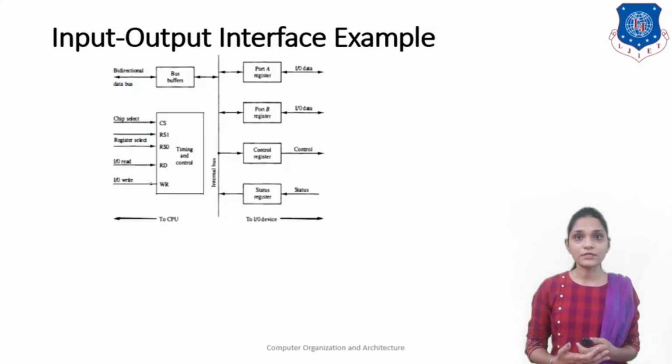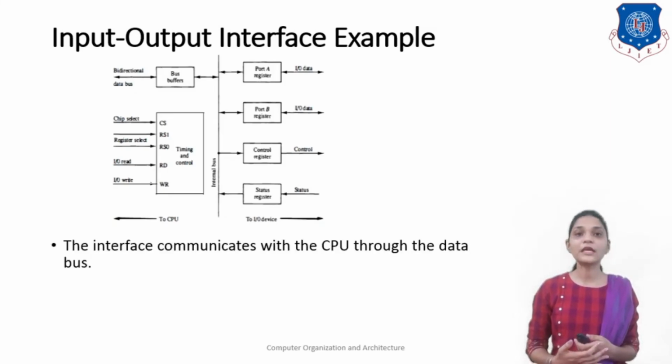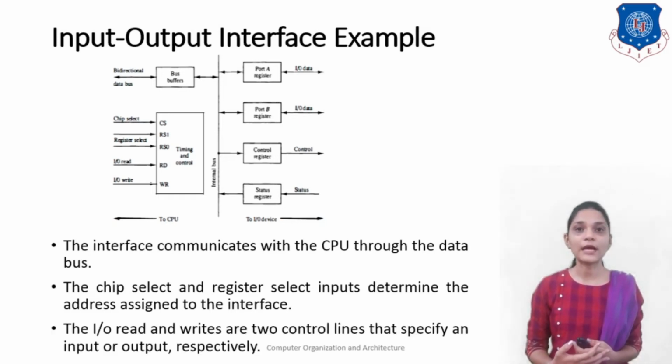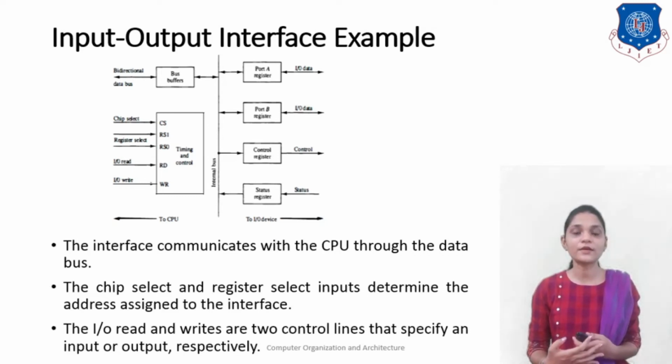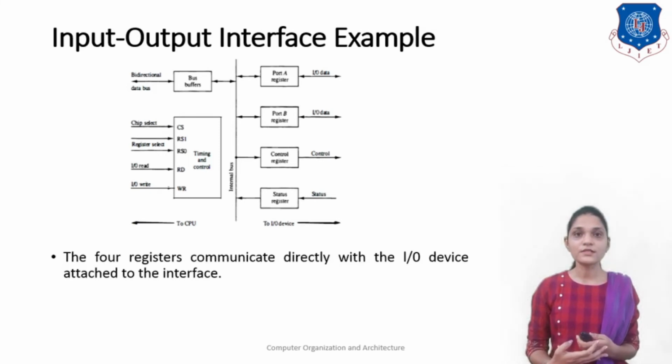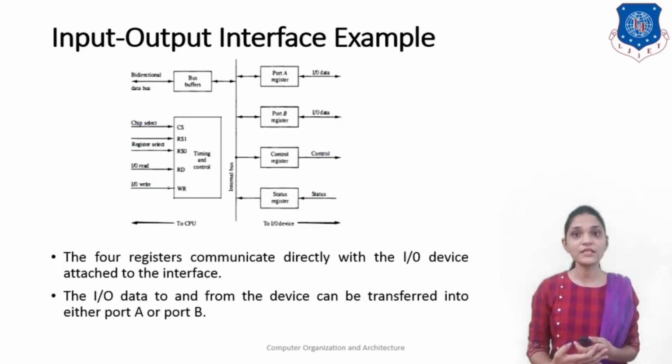So let me look further at this unit. This interface communicates with the CPU through the data bus. The chip select and the register select inputs determine the address assigned to this interface, and the IO read and IO write commands are used to specify whether you have to write the data into the interface or read the data. Next, these 4 registers can communicate directly with the IO device that you have attached to this interface, and the IO data to and from the device can be transferred into either port A or port B, whatever the requirement.